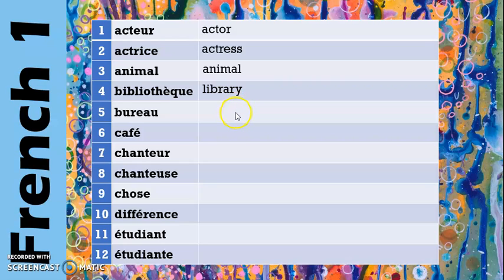All right, let's take a look at bureau. We already know that means desk. It can also mean office. Is that word masculine or feminine? This one you know because we've already said it's masculine. Café means cafe or coffee, masculine or feminine. Chanteur, a singer, okay, it's for a guy singer, masculine or feminine. Okay, you've got a clue here. Chanteuse, that's a singer, but it's a lady singer. All right, is that going to be masculine or feminine? Again, you've got a clue.